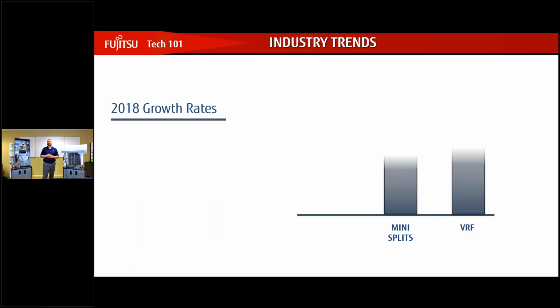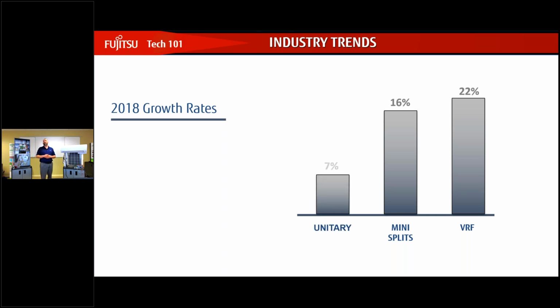So as far as 2018 was concerned, we saw a 16% rise in mini split sales and a 22% rise as far as VRF equipment was concerned. So you can see how we're changing very rapidly. And then you compare that to the unitary equipment, which saw only a 7% rise. All right, so growing exponentially.